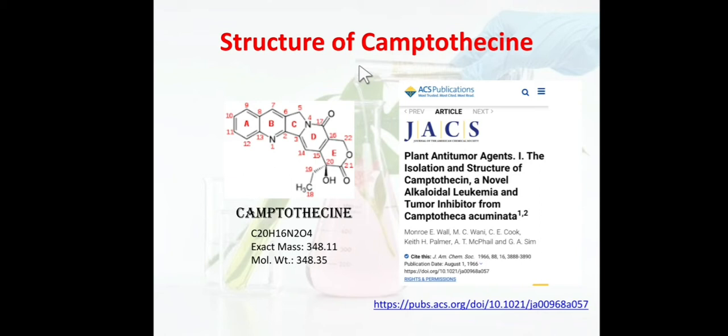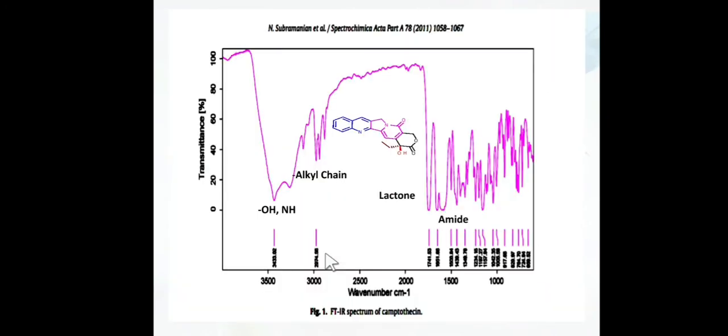So the first method used for the structural determination is mass spectroscopy, and we get the mass peak at 348, which confirms the extract or the compound is camptothecin. Okay, now let's see other methods. Another method used for the structural determination is IR spectroscopy.